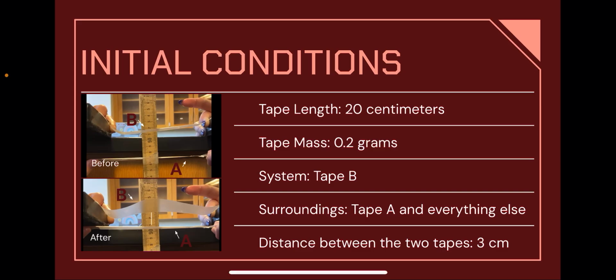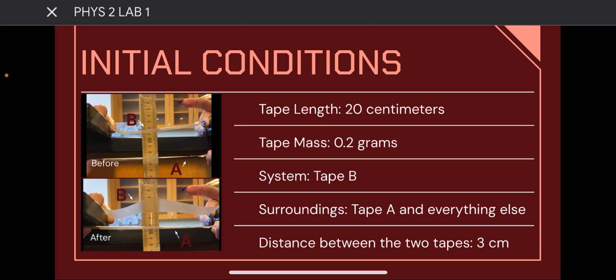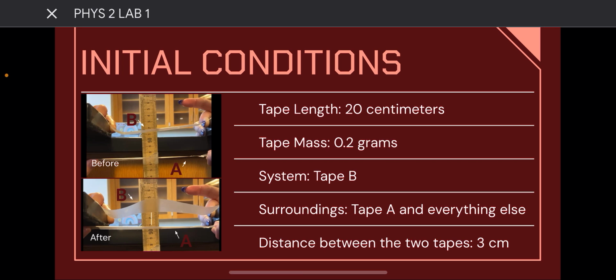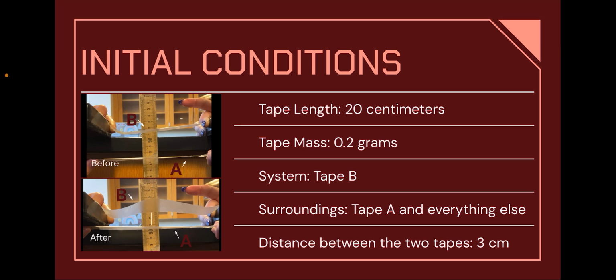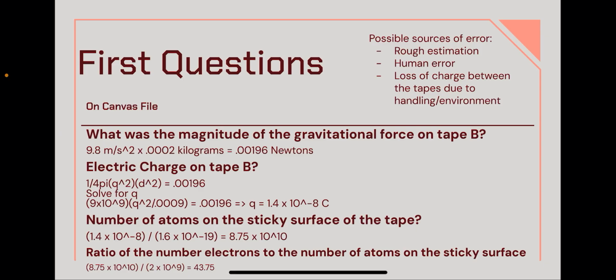Some initial conditions. We determined that the tape length was 20 centimeters. The tape mass was 0.2 grams because for tape, the mass is 1 gram per meter, so the mass of our tape would be 0.2 since the length is 20 centimeters. The system is tape B, the surroundings is tape A and everything else, and then the distance between the two tapes is 3 centimeters.